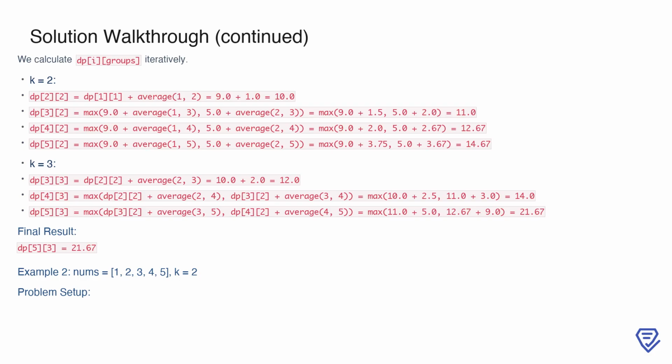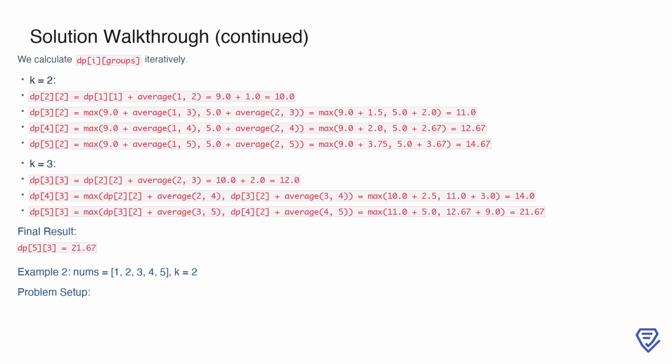Now, we move on to filling in the dp table for k equals 2 and k equals 3. For k equals 2, we consider splitting the array into 2 groups and iteratively calculate dp[i][2]. For example, dp[2][2] is calculated as dp[1][1] plus the average of the subarray from index 1 to 2, which results in 10.0. Similarly, dp[3][2] is the maximum of 2 scenarios, splitting at index 1 and splitting at index 2, which gives a value of 11.0. Following this logic, dp[4][2] becomes 12.67, and dp[5][2] becomes 14.67.